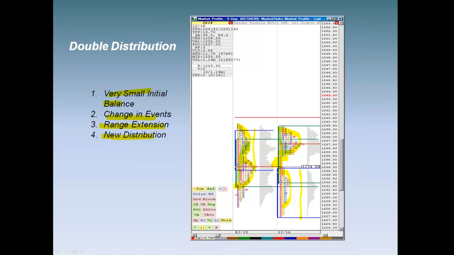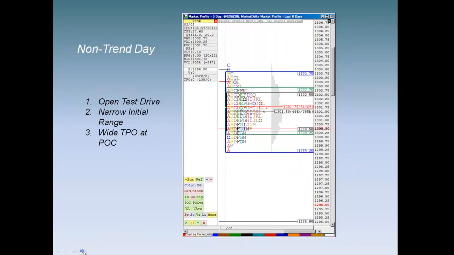And nevertheless, it's still directional in nature, because the new distribution will either be higher or lower than the prior distribution. And we've talked before about both the standard day and the double distribution days as both being directional types of days. We also talked a little bit about what we call a non-trend day.